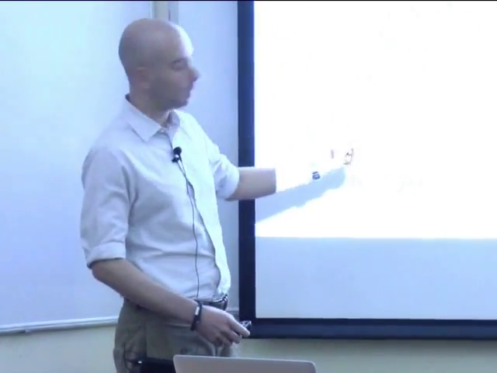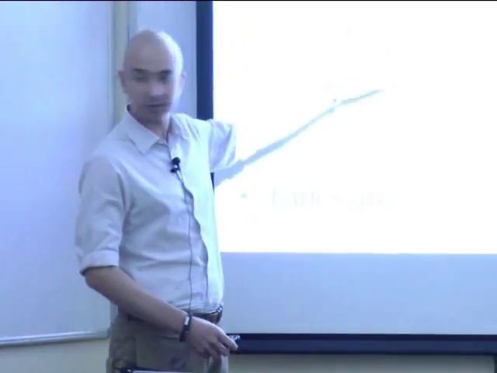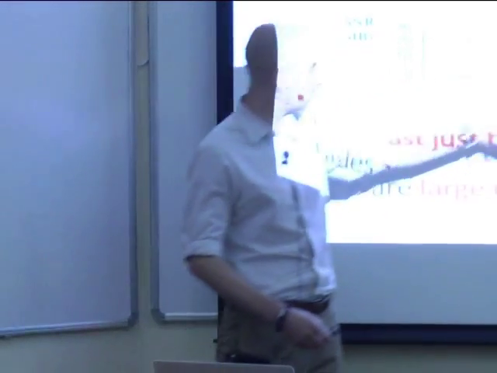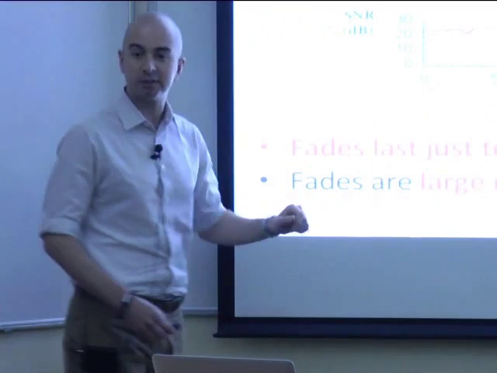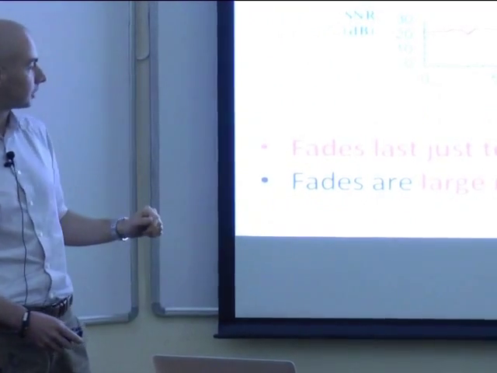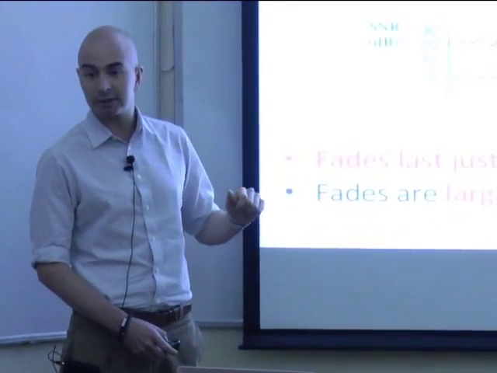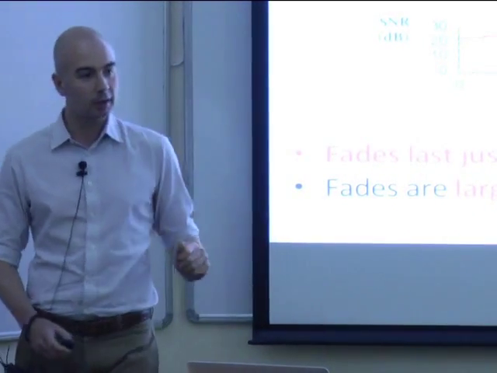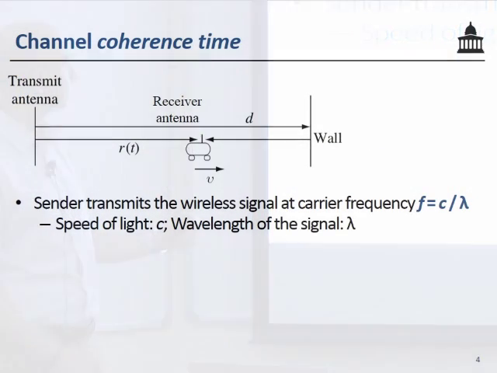And you see that we have this really rapid fading, and the channel is fading in and out at timescales of just tens of milliseconds, even less than that. And these fades are really large in magnitude, more than 20 decibels of difference, and they're completely unpredictable. So why does this happen?